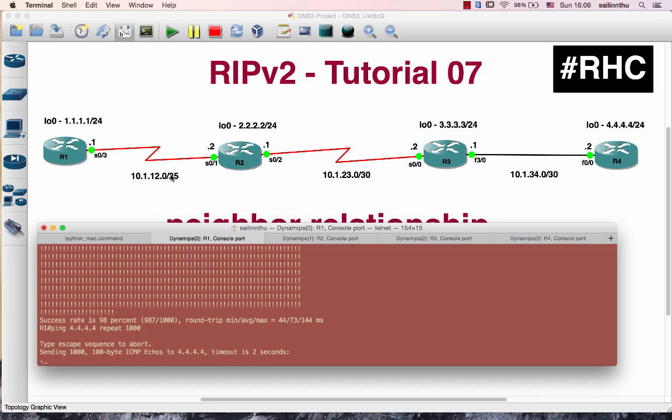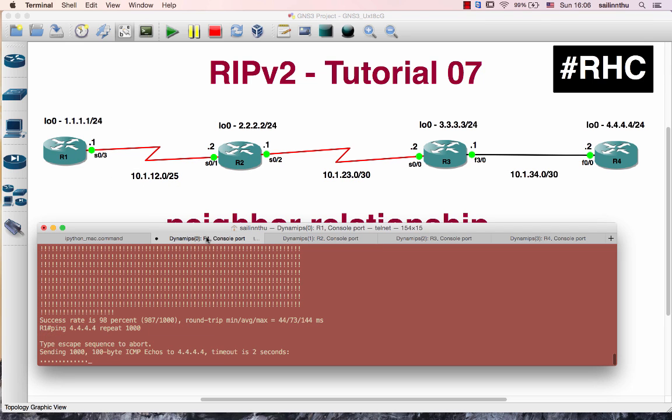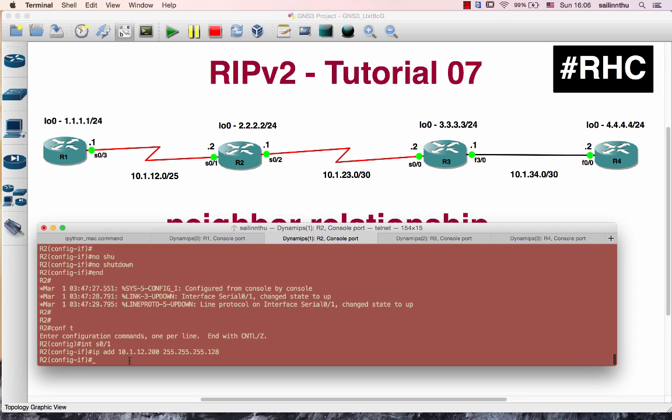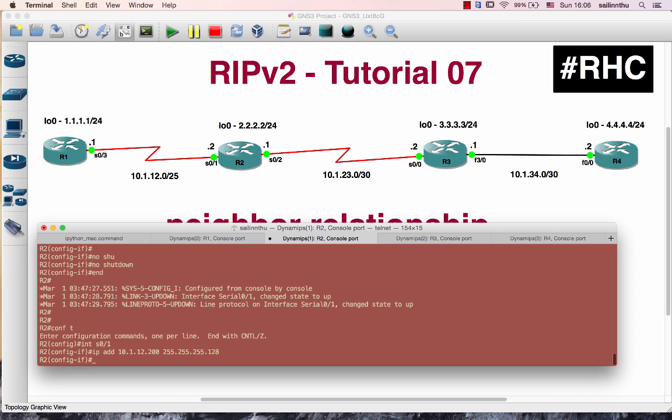It goes down. 10.1.12.0/25, so 10.1.12.1 is in that segment. But 10.1.12.200 is not in the same network, so it is a different IP segment and the ping fails. With IP addressing and VLSM, it must be the same IP segment for the neighbor relationship to form. So the address 10.1.12.200 with mask 128 will not work, while IP address 10.1.12.2 will.